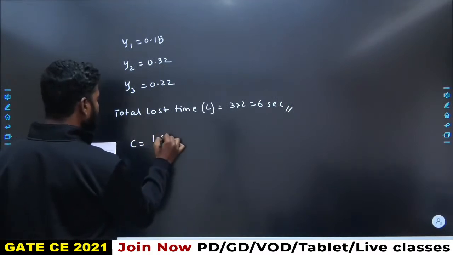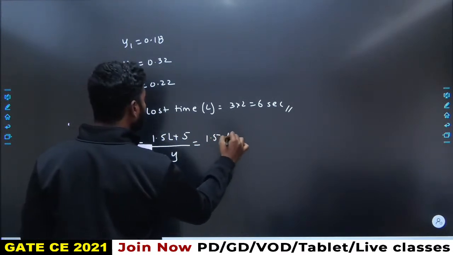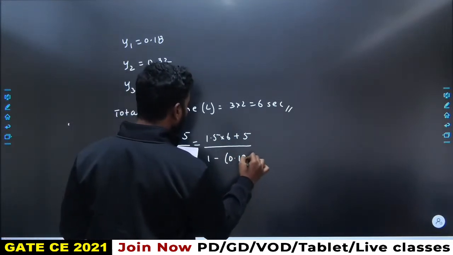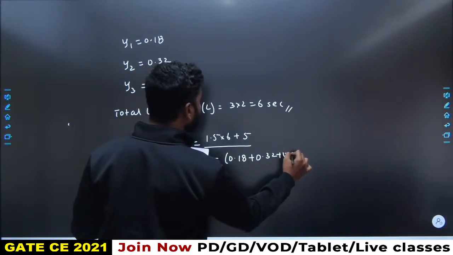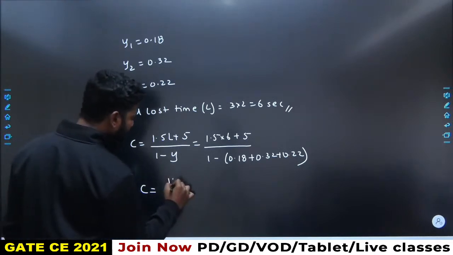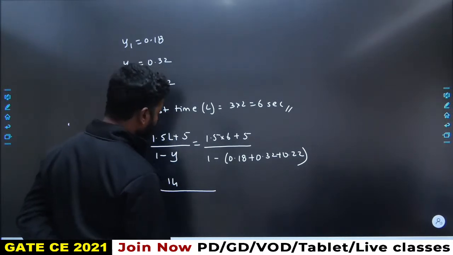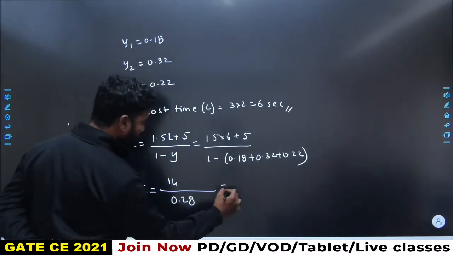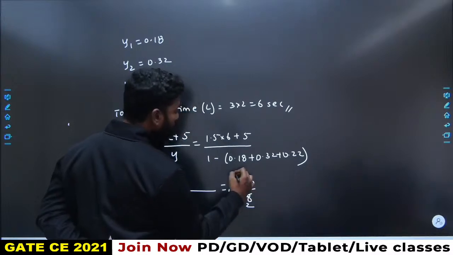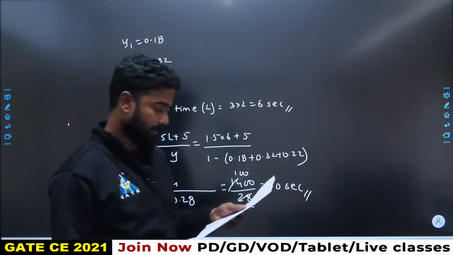So cycle length is equal to (1.5 L plus 5) upon (1 minus Y). That is 1.5 into 6 plus 5 upon 1 minus Y, where Y is 0.18 plus 0.32 plus 0.22. So C is 1.5 into 6 is 9 plus 5, 14, upon 1 minus 0.54, that is 0.28. So 1400 upon 28 is 50 seconds. Total cycle length is equal to 50 seconds.